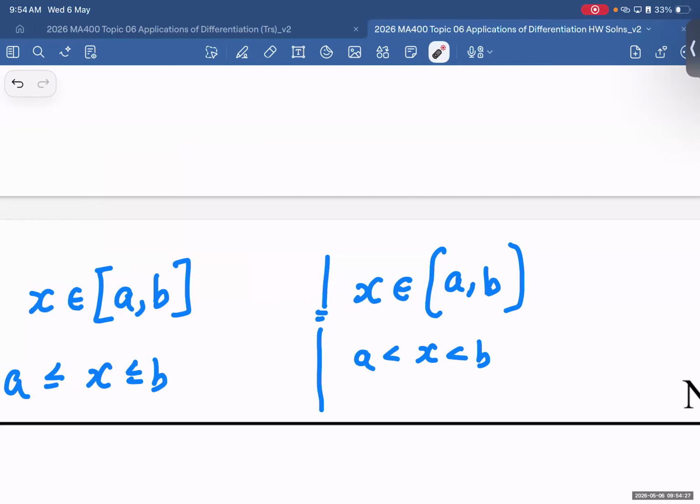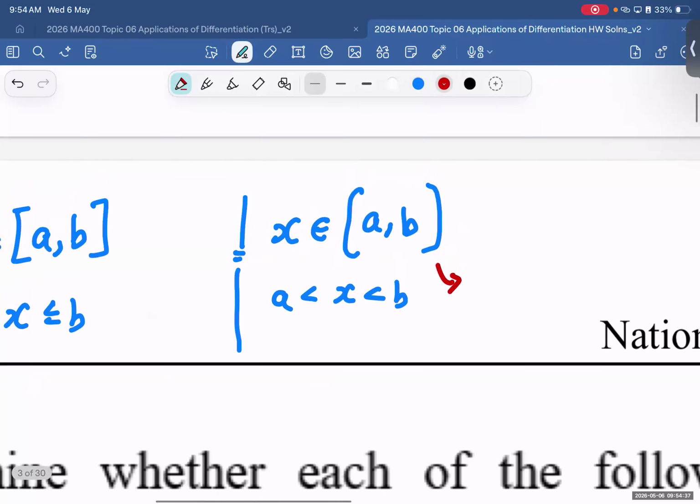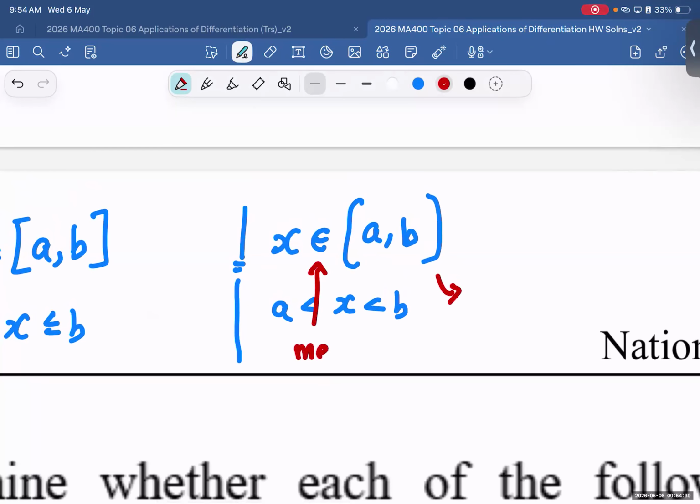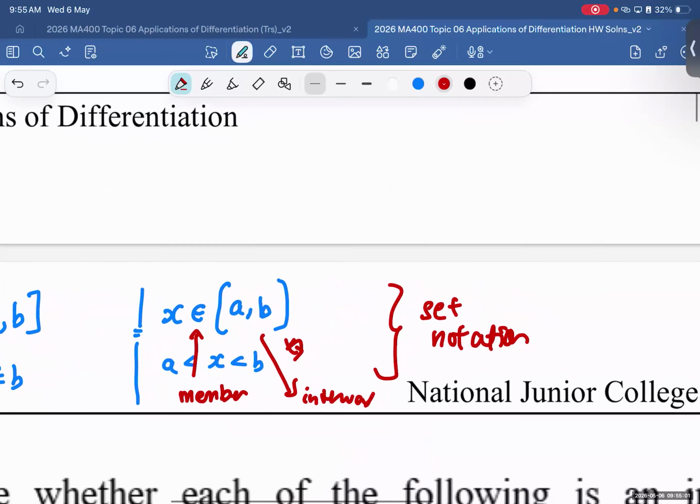This one. So, what does this represent? Let me say, this means that x. Okay, what does the trident sign mean? This means member. Okay, this means like interval. x is a member of this interval. That is set notation. So this itself is considered set notation. So I think you try to write like this, as the teacher marking will really be happy.